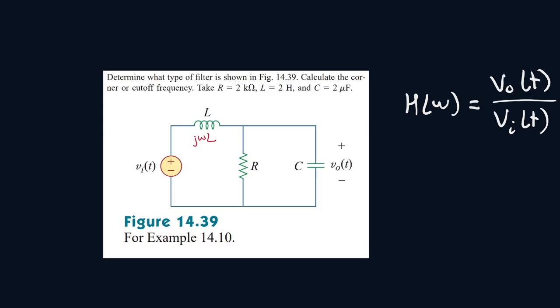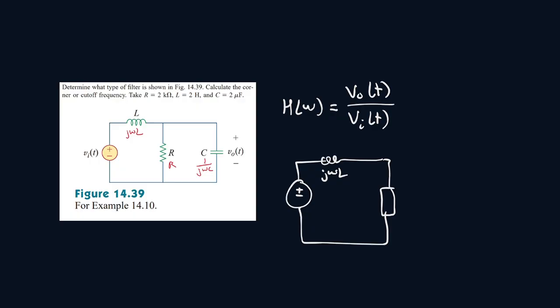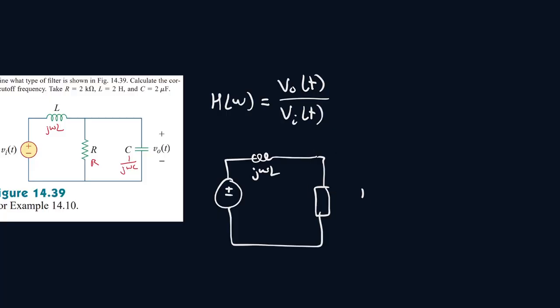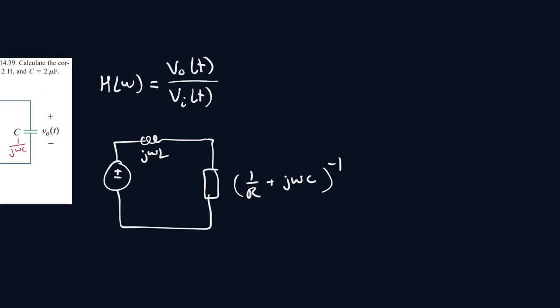So let's first get the impedance values of all of these. This is jωL, this will be just R, and this will be 1 over jωC. We'll plug in the values at the very end, okay? So let's first get the impedance equivalent to find Vi(t). Let's combine the capacitance and resistance. So it'll be (1/R + 1/(jωC)) to the power of minus 1.